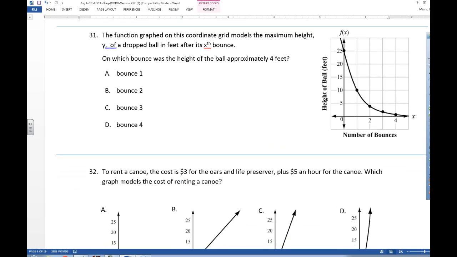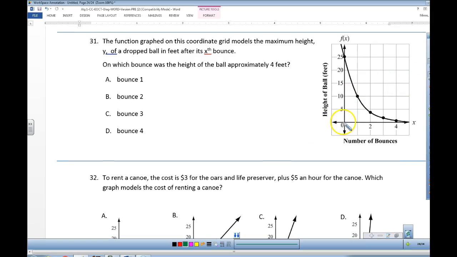Number 31. The function graphed on this coordinate grid models the maximum height, y, of a ball dropped in feet after its xth bounce. So what does this mean? We start up here at the number of bounces. We have no bounces. We're up at 25 feet. So that's where we're dropping the ball from.